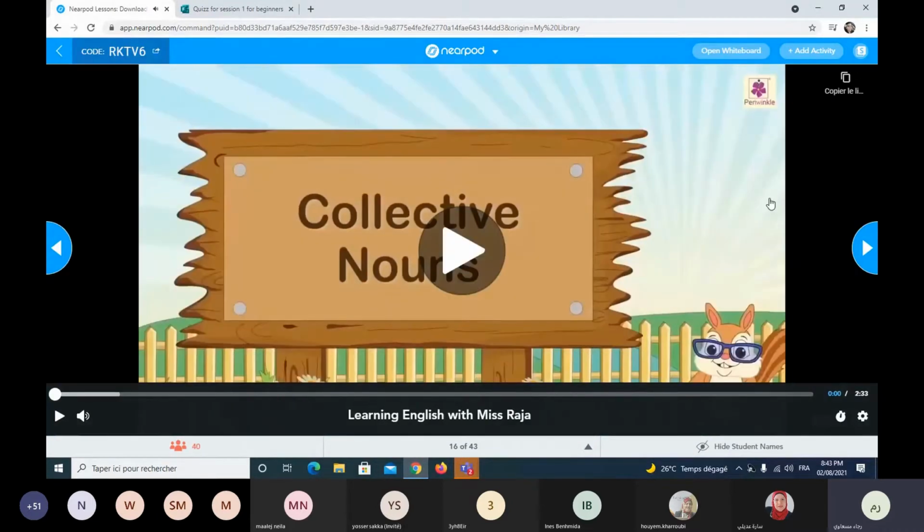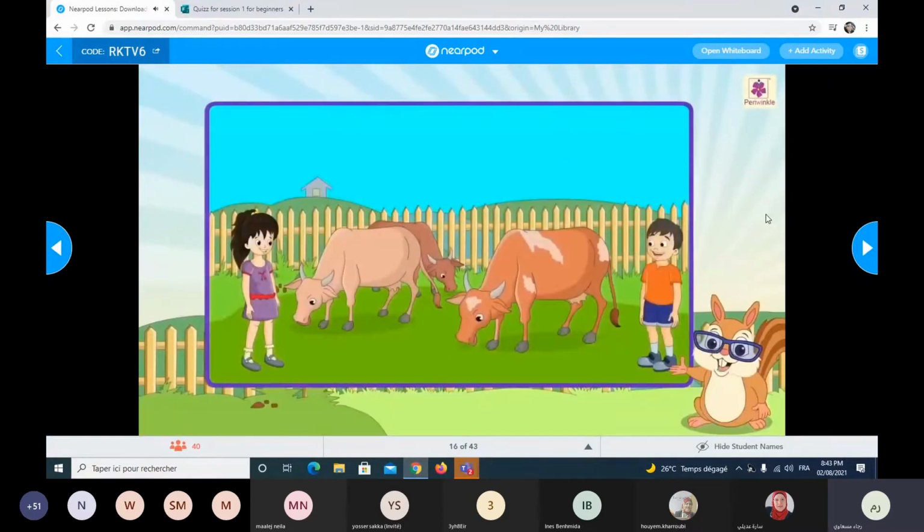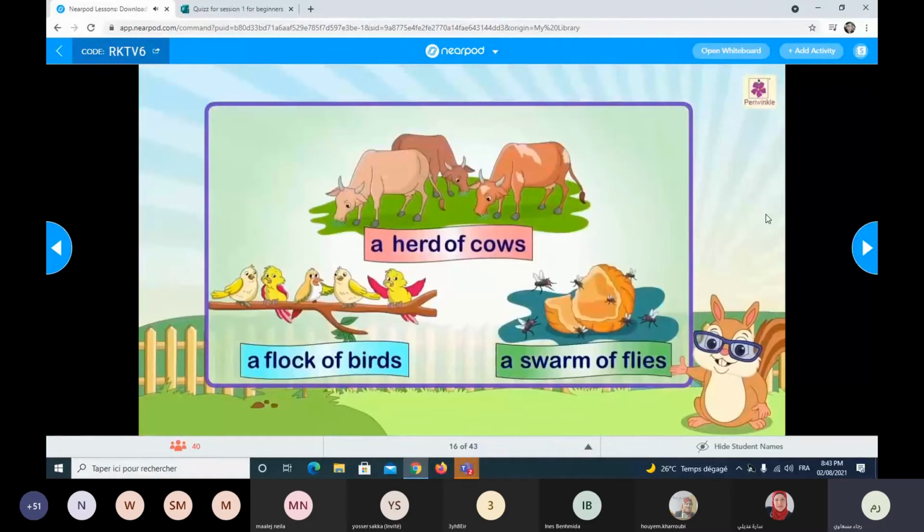Collective nouns. Ricky and Nikki are at an animal farm. Look at the interesting banners they have come across at the farm. A herd of cows. A flock of birds. A swarm of flies.